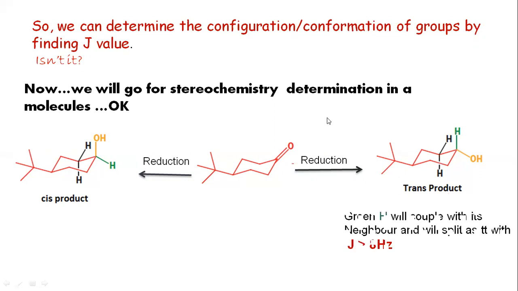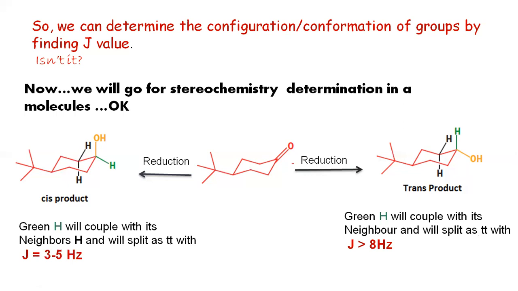So now, if the green hydrogen couples with its neighbor and splits with a higher J, that would be the trans product. And if the J value is in the range 3 to 5, then it would be the cis product. That's it. But as a synthetic chemist, can you tell which product is forming, left or right, trans or cis?